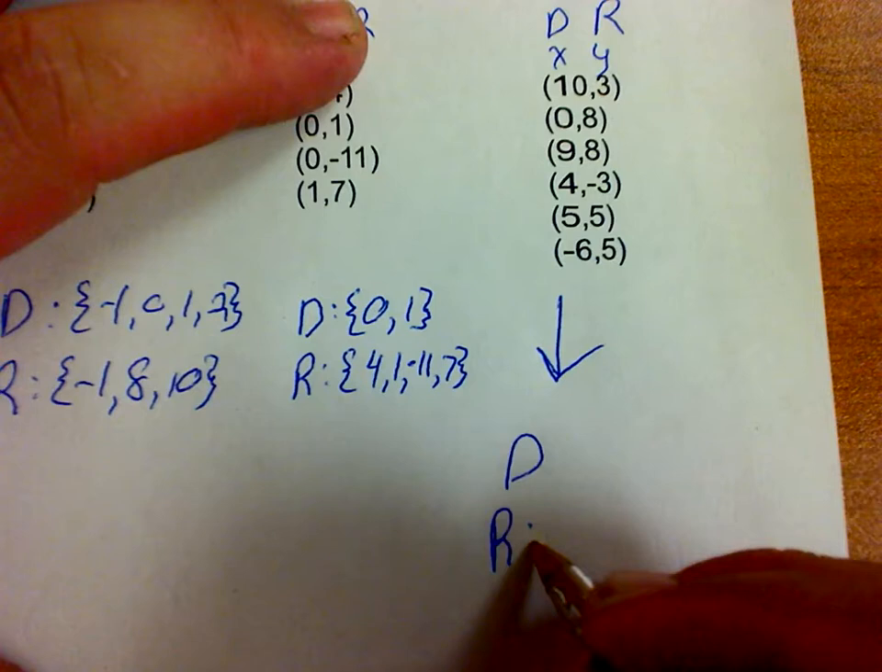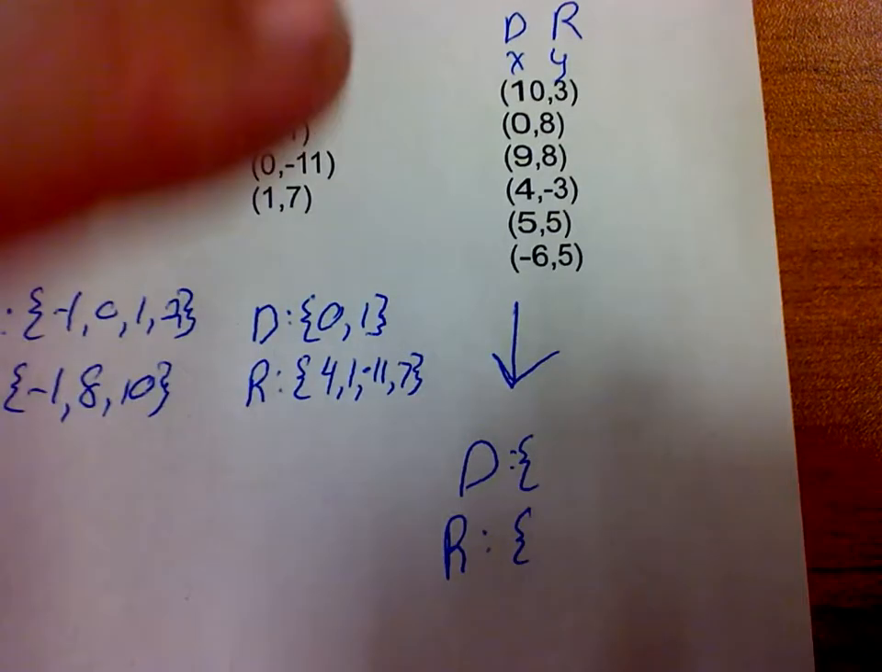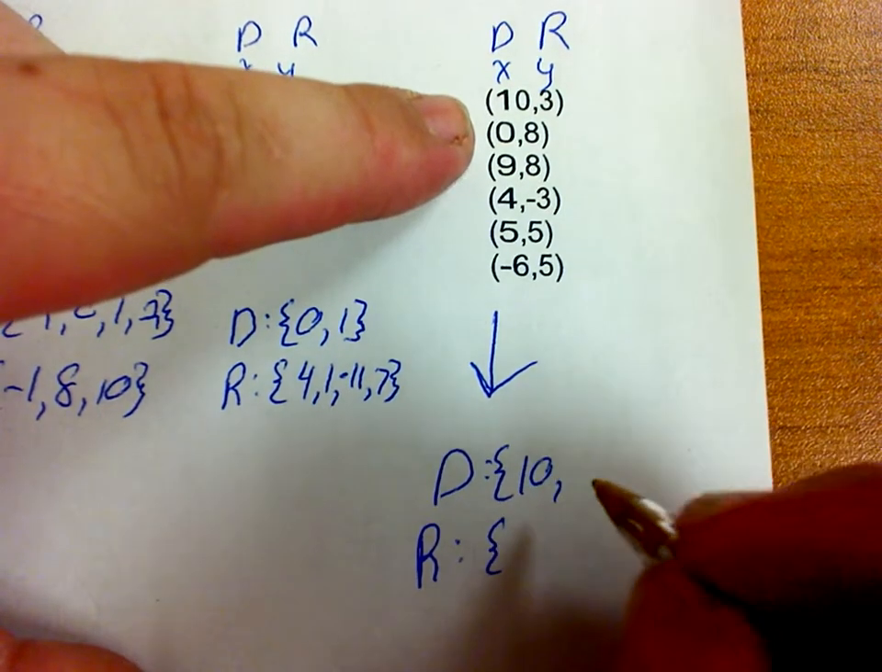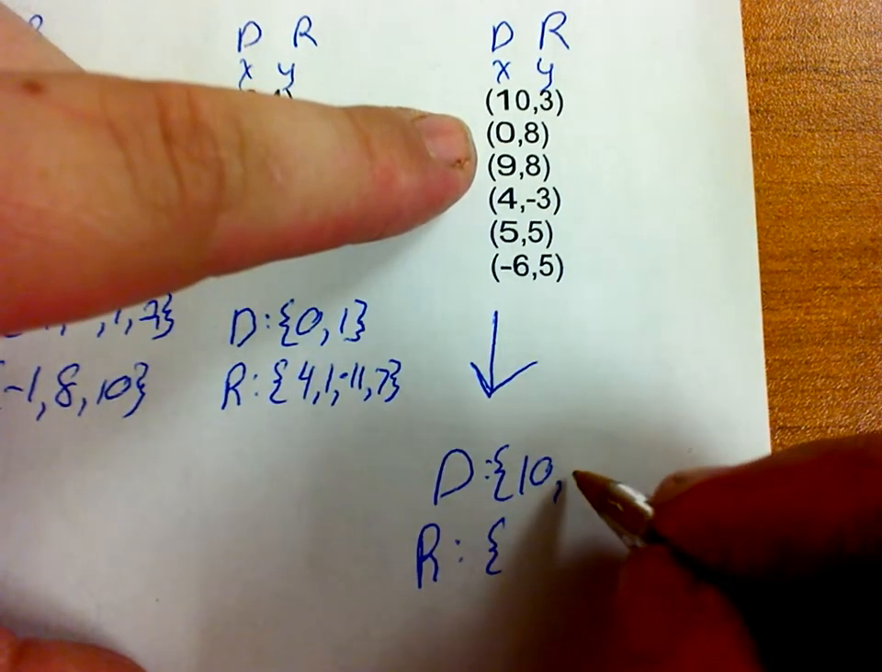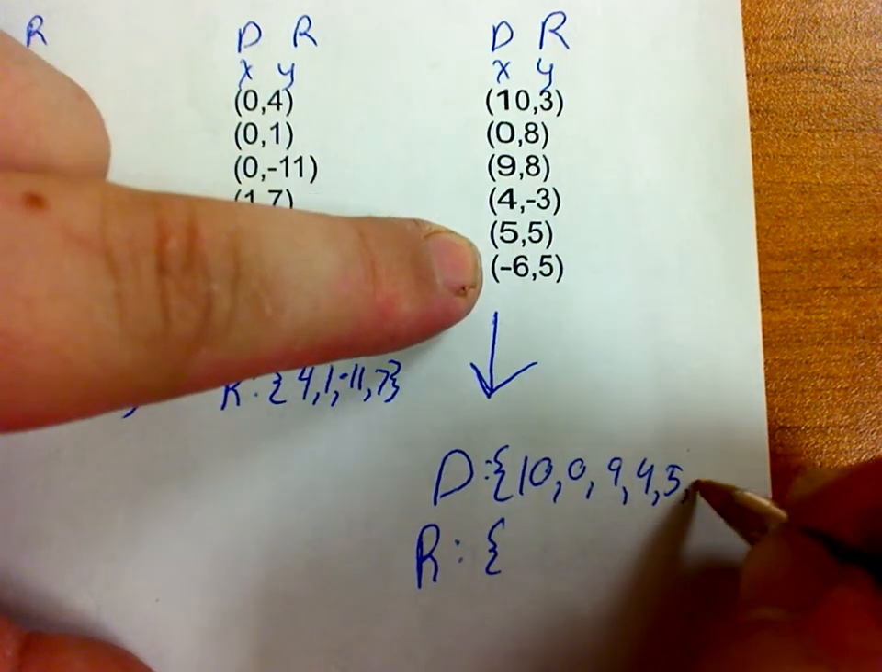They could give us one like this one, final one we have here with the vertical points. In which case, domain is just the X's. List them until they repeat, or list them except if they repeat. 10, 0, 9, 4, 5, and -6.